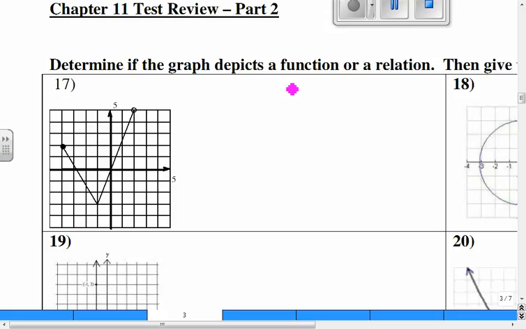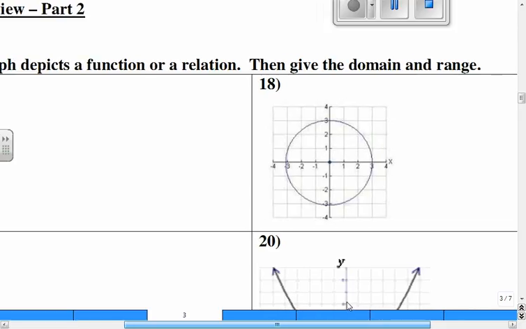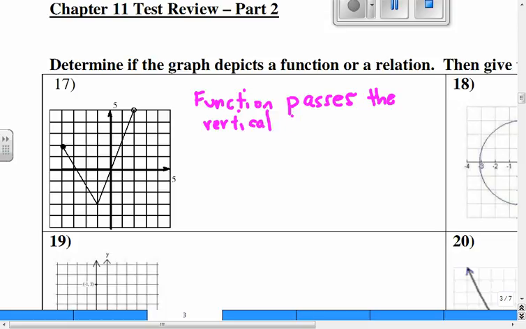Okay, this first section asks us to determine if the graph depicts a function or a relation, and then give the domain and range. So we know that a function must pass the vertical line test. What is the vertical line test? Well, we know that a vertical line would go straight up and down.